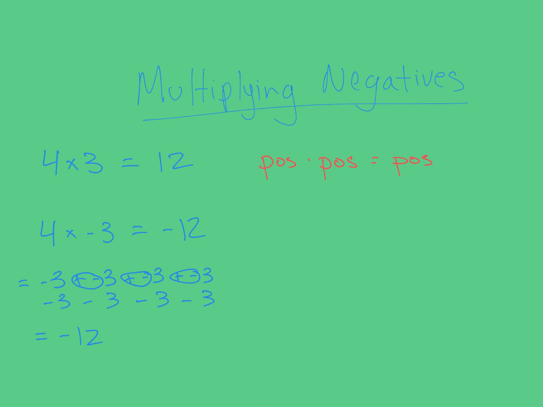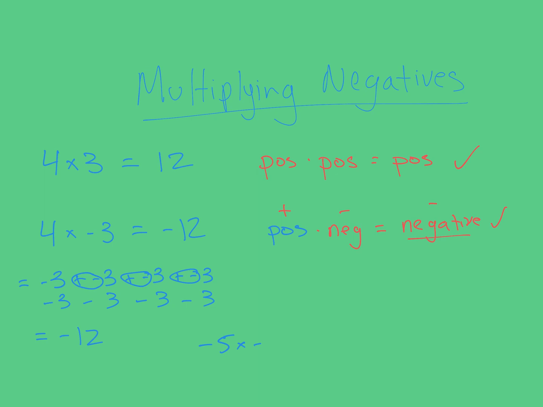So this is going to give us a new rule. A positive times a negative is equal to a negative. So we have 2 rules here. A positive times a positive is a positive. A positive times a negative is now going to be a negative answer. Okay, that's a rule.